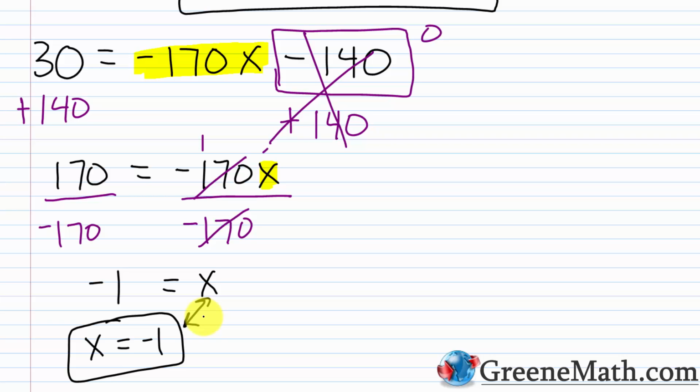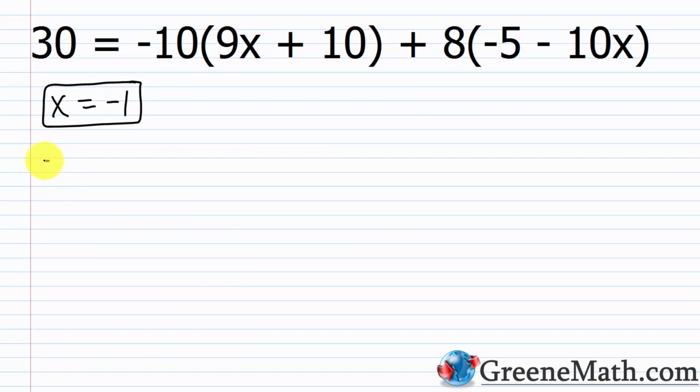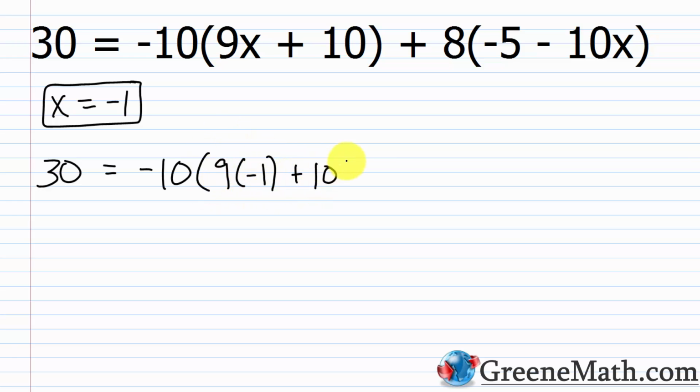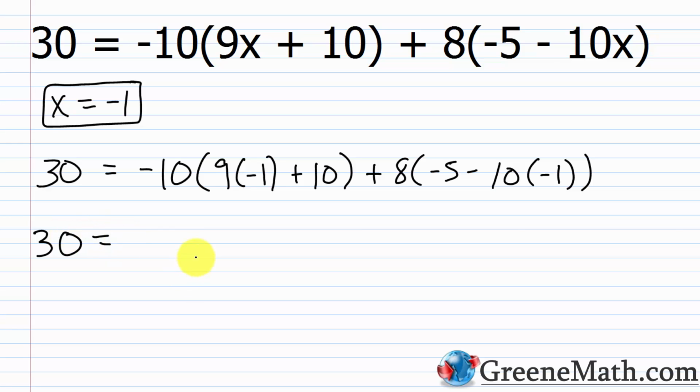All right, so let's erase everything and check our answer. All right, so we have 30 equals negative 10 times this quantity, 9 times negative 1 plus 10, then plus 8 times negative 5 minus 10 times negative 1, and then close parentheses. Okay, so we have 30 over here on the left, and then equals. Inside the parentheses here, 9 times negative 1 is negative 9. Negative 9 plus 10 is 1. So I would have negative 10 times 1, which is just negative 10, right? We don't even need to kind of write that.